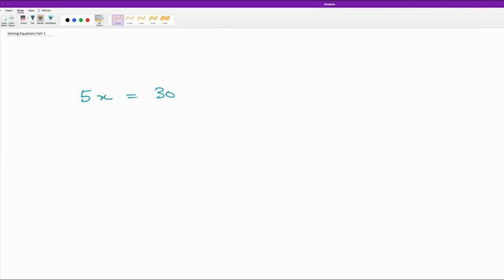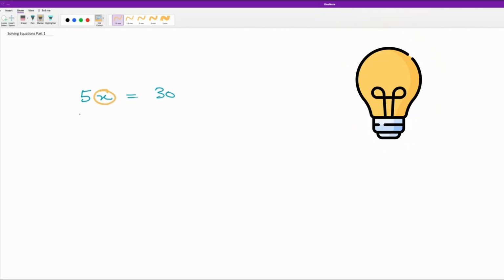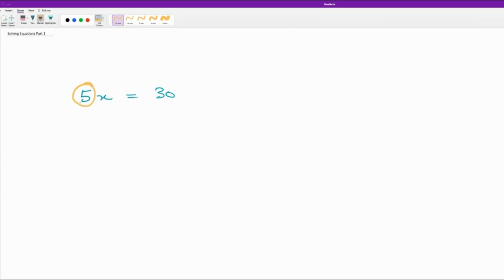Again, let's go back to our basics. The primary purpose is to isolate this x. To isolate this x, we have to get rid of this 5. This 5 is being multiplied by x. And if we want to move this 5, or multiplied by 5, over to the other side, we need to think, what is the opposite of multiplying by 5? The opposite is dividing by 5, and we do that to both sides.